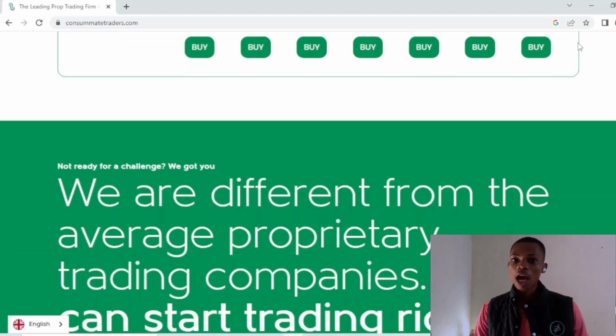You only need to pass their phase 1, only the phase 1 process, and then you get funded immediately. Three, if you want to trade your small account, you must make sure that you always secure profit. We know that you can catch 1,000 pips, you can catch 200 pips in a day, but make sure you secure profit, because if you don't, I don't know how you're going to keep that money in your equity.